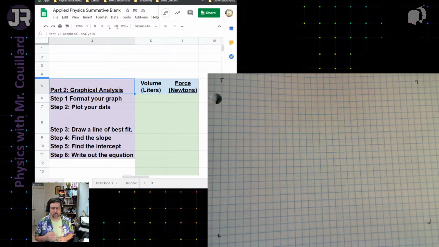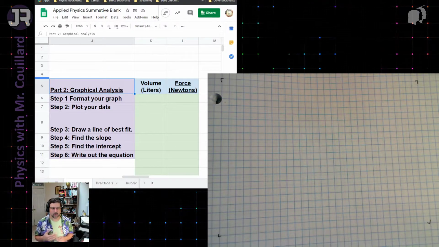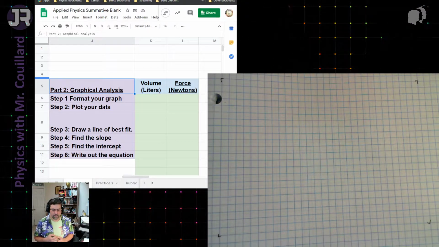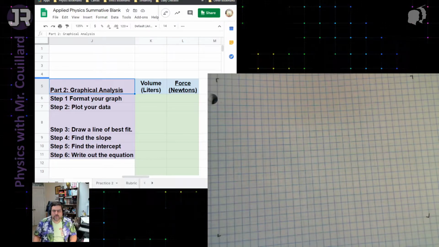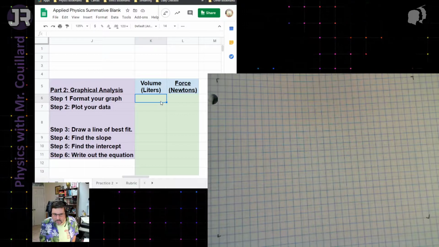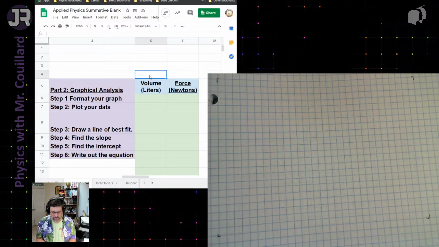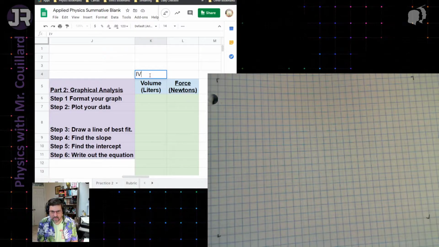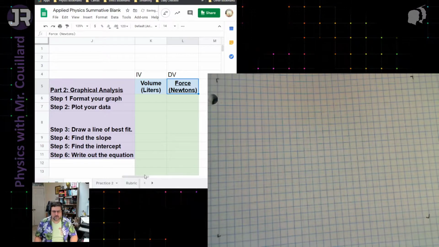So here in part two, we're ready to do the graphical analysis. And so I'm going to walk you through that. Again, this is for the practice data from water in a bucket on the planet Earth. So I want to start with our spreadsheet. What I want to do is format our data into two columns. One for the independent variable, which is the volume, and we want that in liters, and one for the dependent variable, which was our force in newtons.